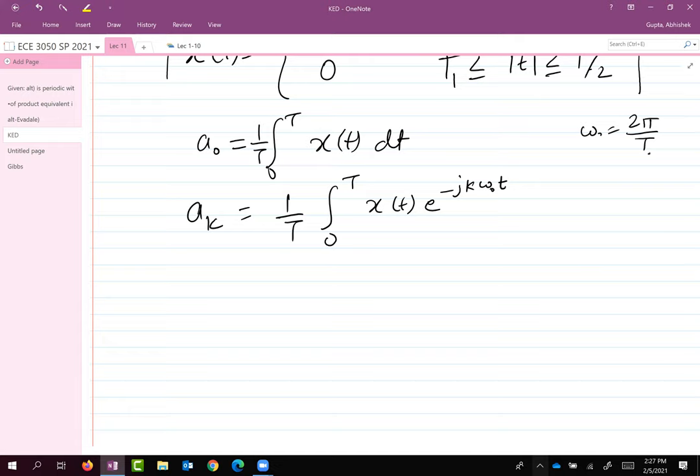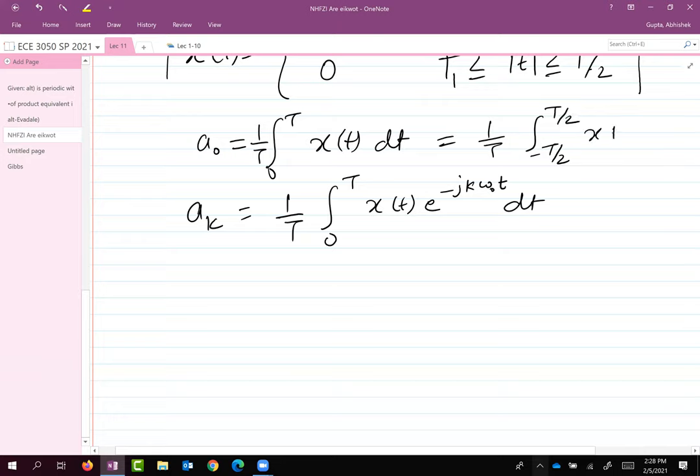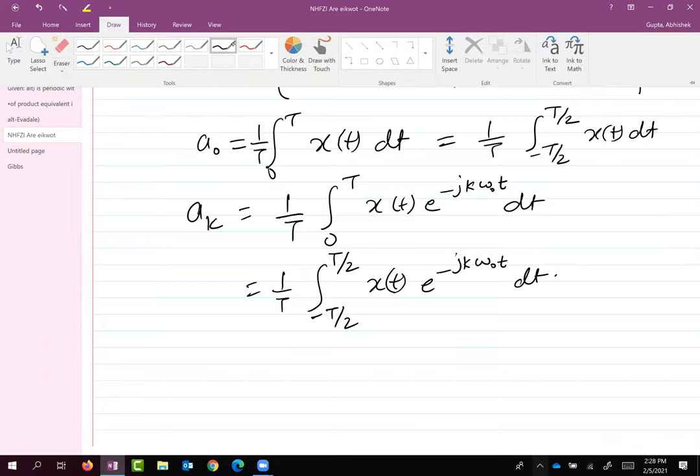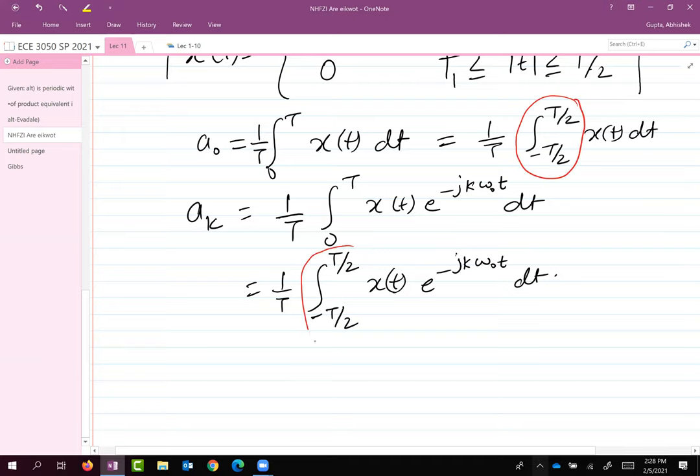Now, it turns out that because my x(t) is periodic and e raised to minus j k omega naught t is periodic, all of these are periodic signals, so I can take the limits of the integral from 0 to T or minus T over 2 to T over 2. So I can also take this to be that, and I'm going to get the same result because the signal is periodic. As long as I'm taking an interval of length capital T, it's fine. I can start the integral from any point and end at any point as long as the length of the interval is capital T.